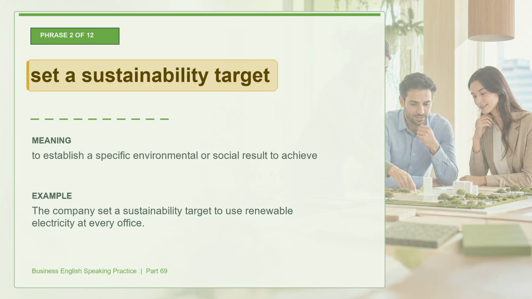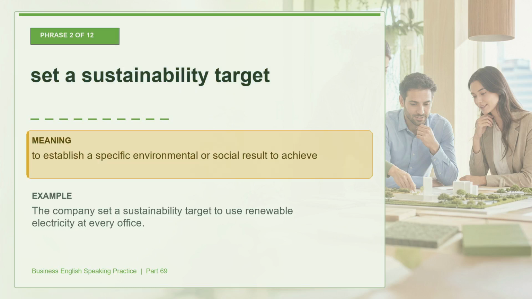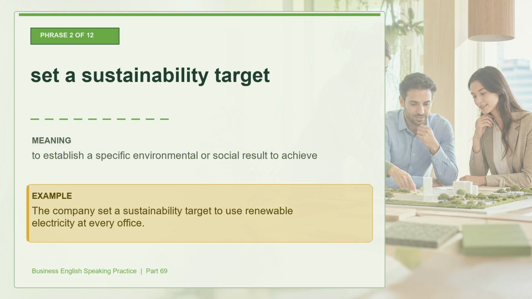Phrase 2. Set a sustainability target. Meaning, to establish a specific environmental or social result to achieve. Example: the company set a sustainability target to use renewable electricity at every office.